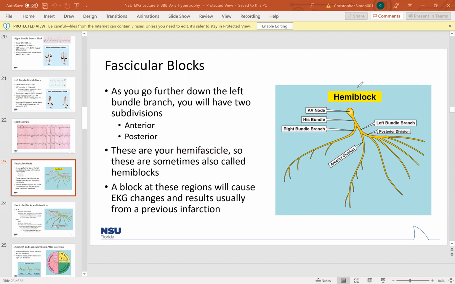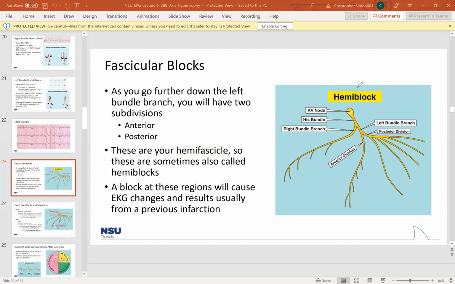So things are going to come out of the SA node, go down the internodal pathways, go to the AV node, the AV junction, pause for a brief moment, and then come out the bundle of His. Then they're going to go down the left and right bundle branches into the Purkinje fibers, stimulating the ventricles, okay?